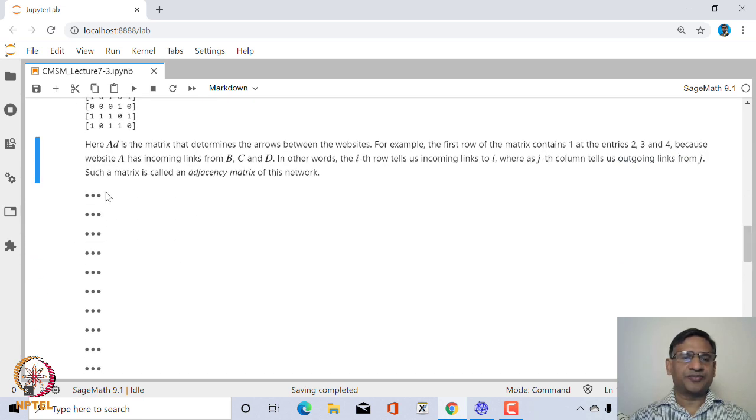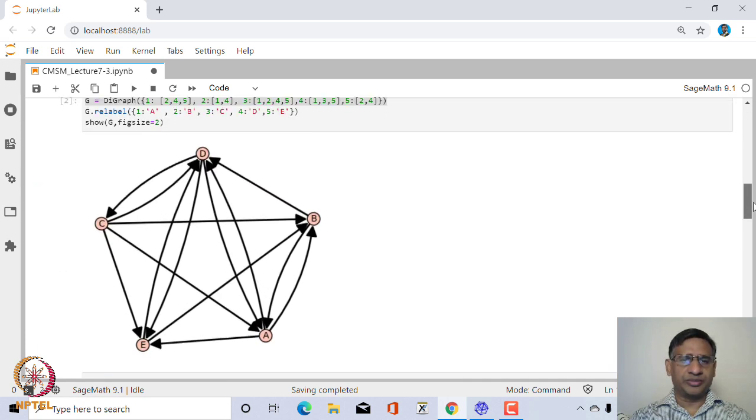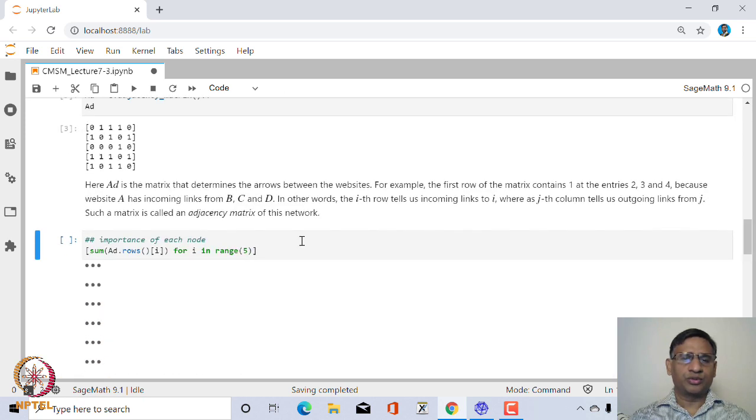Now you can find out the importance of each of these web pages by the number of incoming links. If you find the sum of the links on each website, the first website importance is 3 because there are 3 incoming links, and in this case the fourth has the maximum, which is 4, and the third one has only one incoming link, which is 1. So you can see the fourth website has maximum importance, whereas the third one has the least importance, right.